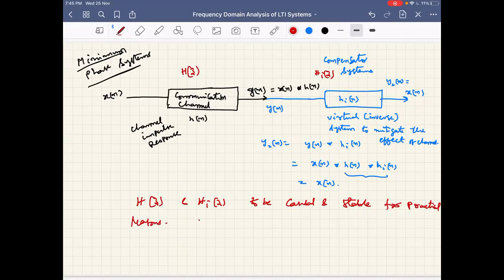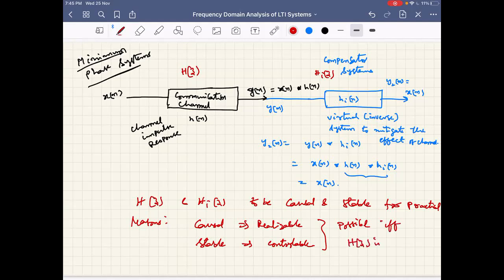What do we mean by practical reasons? H(z) being causal means it is realizable, whereas stable implies it is controllable in some sense. We need these aspects for practical implementations. Having both of them causal and stable is possible if and only if H(z) is minimum phase.